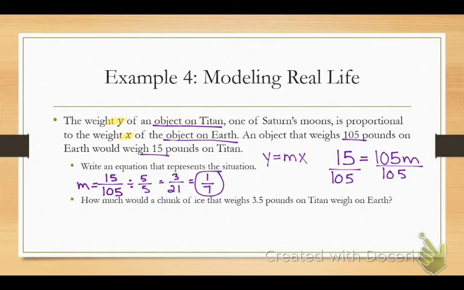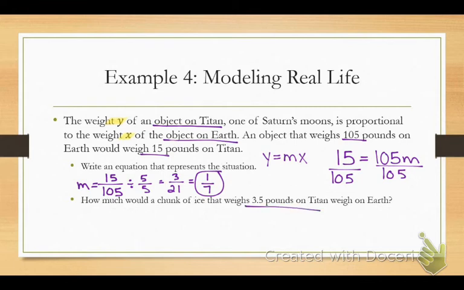So now that you know 1/7, let's say that something weighs 49 pounds on Earth. How much is it going to weigh on Titan? 7 pounds. If it weighs 5 pounds on Titan, how much will it weigh on Earth? 35. Do you see how we did that? Now we're using our rate to connect X and Y together. There's a pattern. So let's answer B now.